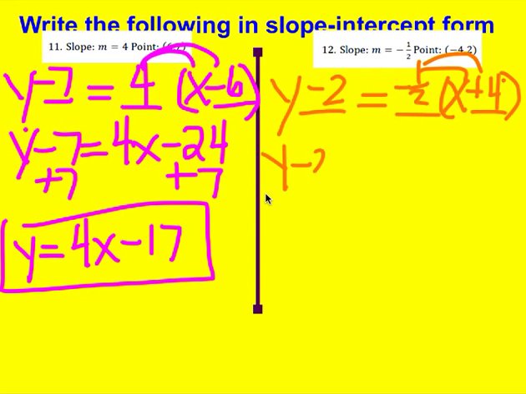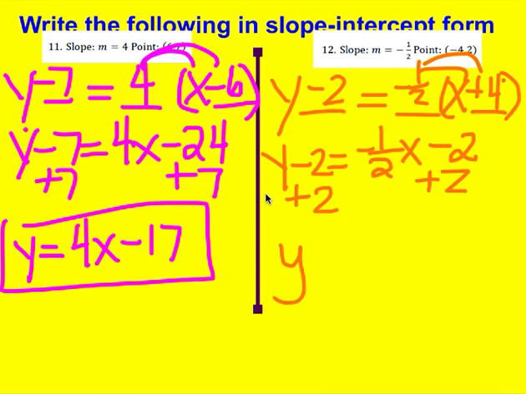So y minus 2 is going to be equal to, well, negative 1/2 times x is just negative 1/2 x. Now this is what can trip students up. Negative 1/2 times 4, that's the same as 4 divided by negative 2. It means the same thing. So that's going to end up giving me negative 2. So now, since this is being subtracted, I need to go ahead and add 2 to both sides.